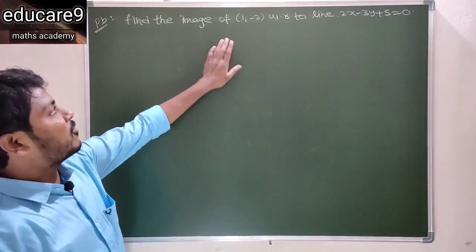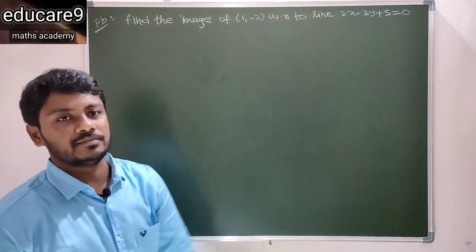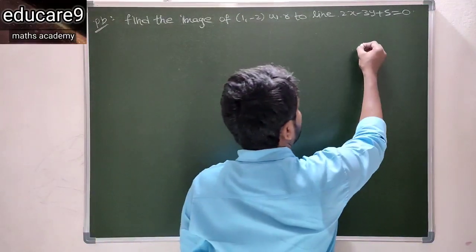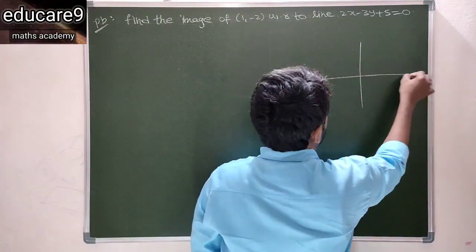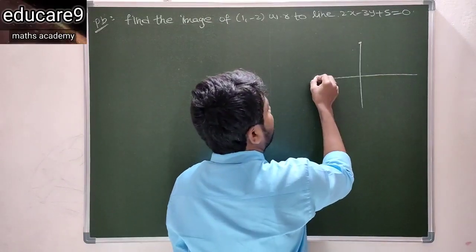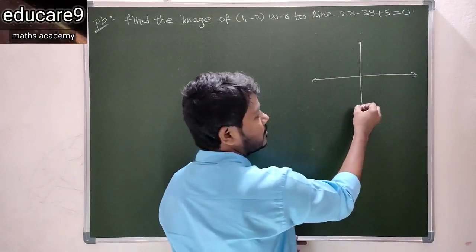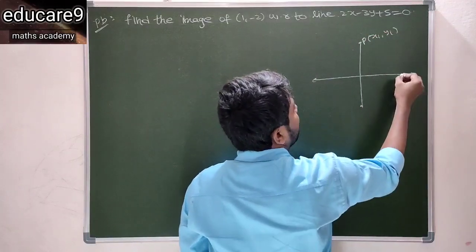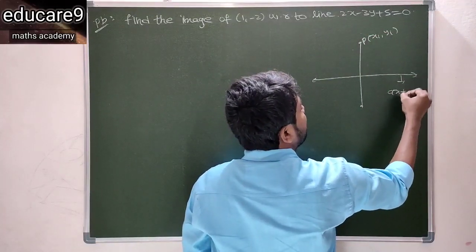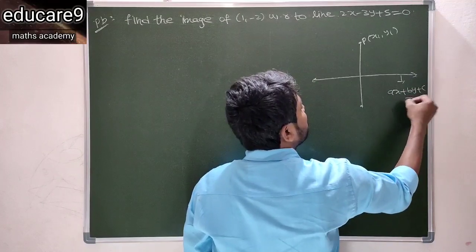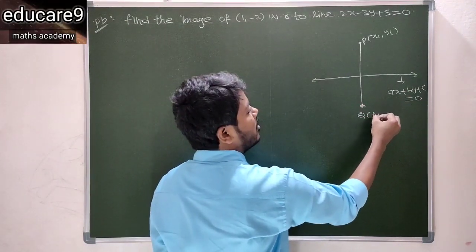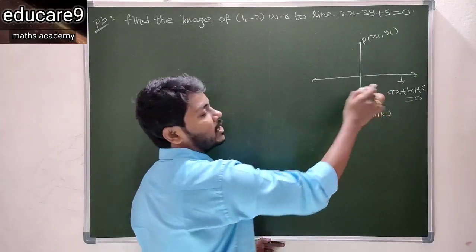So see, next problem, find the image of the point with respect to the line. So here you have to apply the image theorem. So see here, you know that these are the two perpendicular lines. So this is the point x1 comma y1 and this is the line ax plus by plus c equals 0. So this is the image of P with respect to the line.